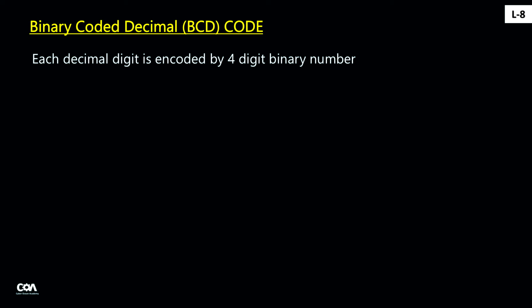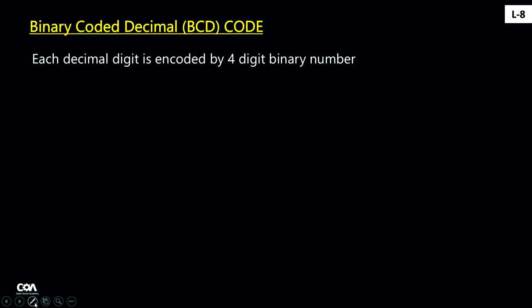And in today's lecture we will be talking about what is binary coded decimal, that is BCD code. So let's start. Binary coded decimal is a system of writing numbers in which each digit is encoded by a 4-digit binary number.